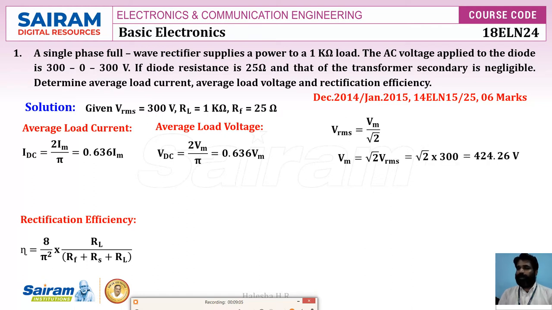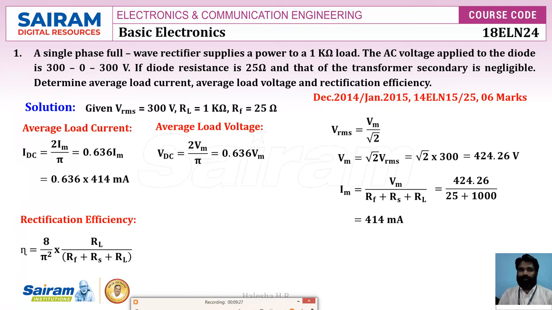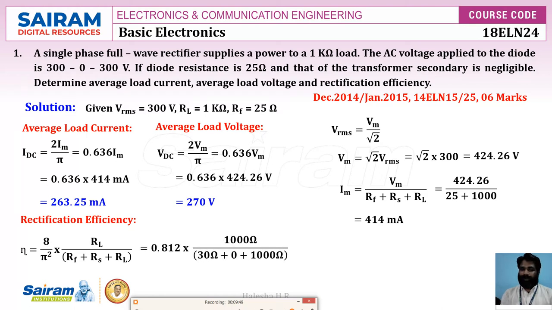Substituting the VRMS value, you will get VM, the maximum voltage, is equal to 424.26 volt, and IM is equal to, you know the formula, VM by RF plus RS plus RL. Substitute the values and you will get the IM value. And substitute this IM in IDC, so this is the corresponding IDC. And similarly, substitute VM in VDC, so you will get the VDC value. And similarly, by substituting the values of RL, RF, RS, you will get the rectification efficiency.